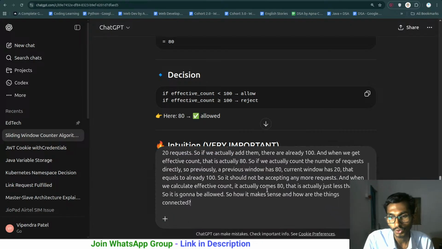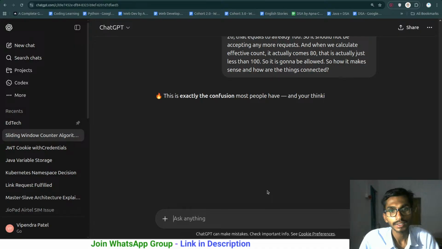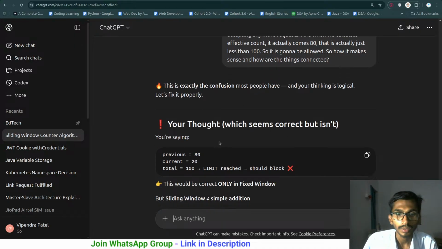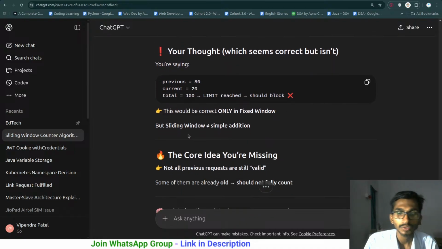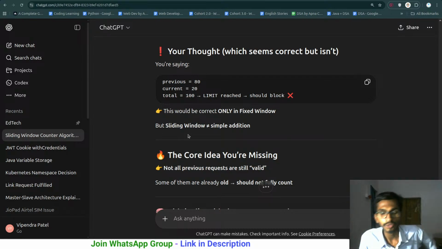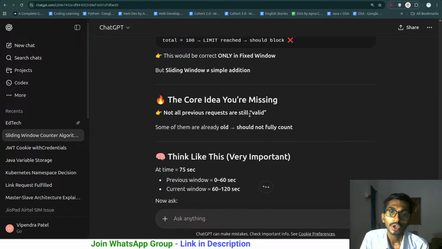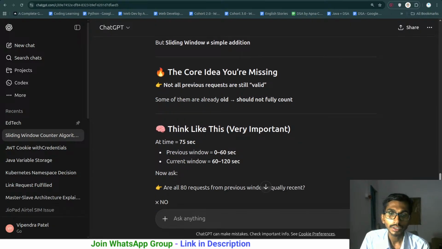Okay, let's go through it one last time. This is exactly the confusion. Your thought seems correct but isn't: previous has 80, current has 20, total is the limit reached, should block. This would be correct only in a fixed window, but sliding window is not equal to simple addition. So the core idea you are missing: not all previous requests are still valid. Some of them are already old and should not fully count.